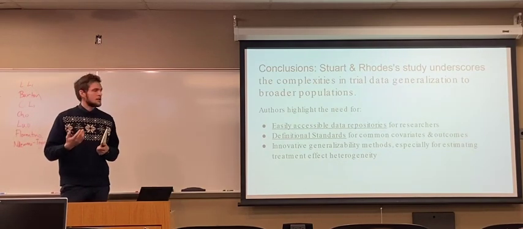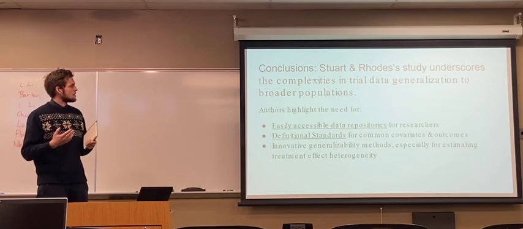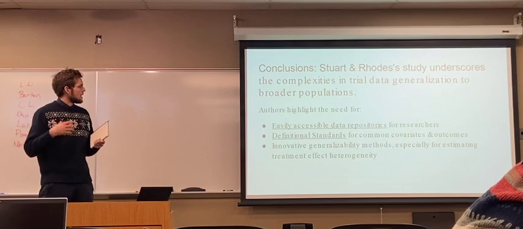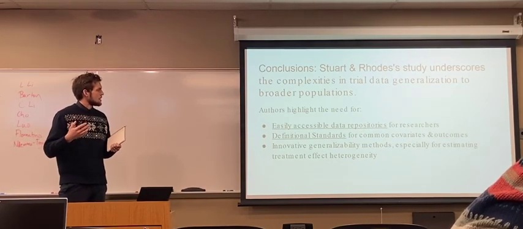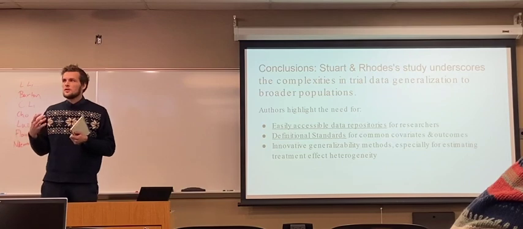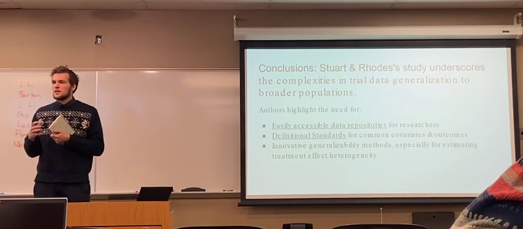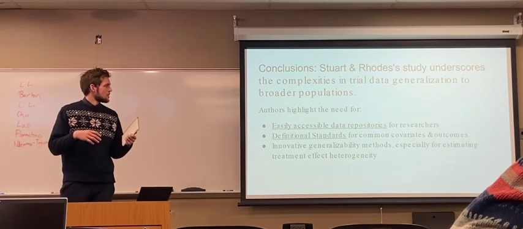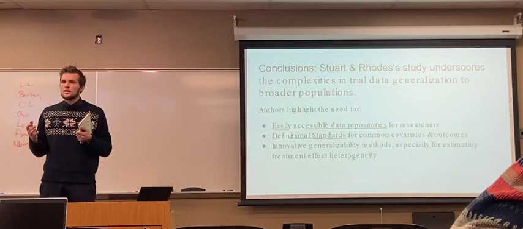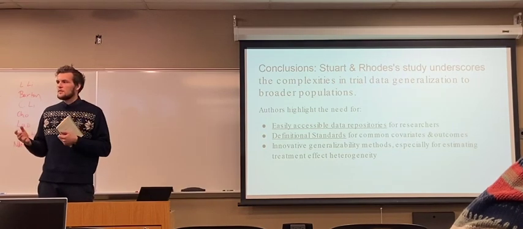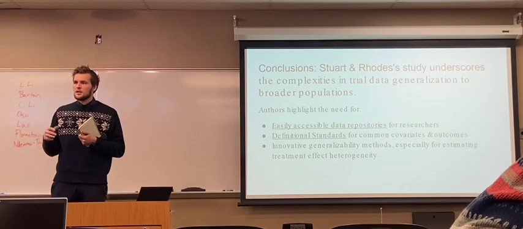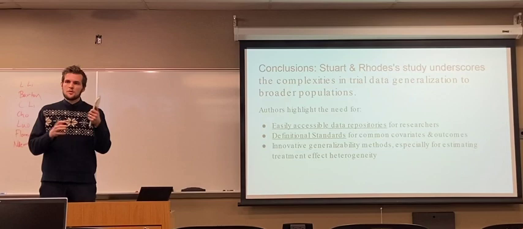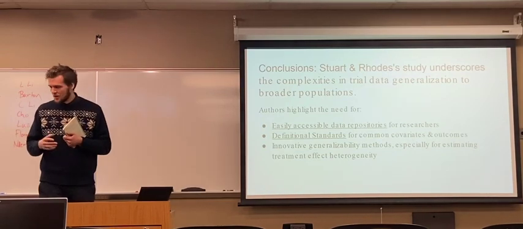And just to get into their conclusions, again, it underscores the complexities in trial data generalization to broader populations, and they highlight a need for easily accessible data repositories, and then they also talk about this need for definitional standards for common covariates. With their paper itself, despite having several hundred possible covariates available, they were only able to identify 7 that they could use, which is pretty wild, especially given that they were both studies about the same topic.